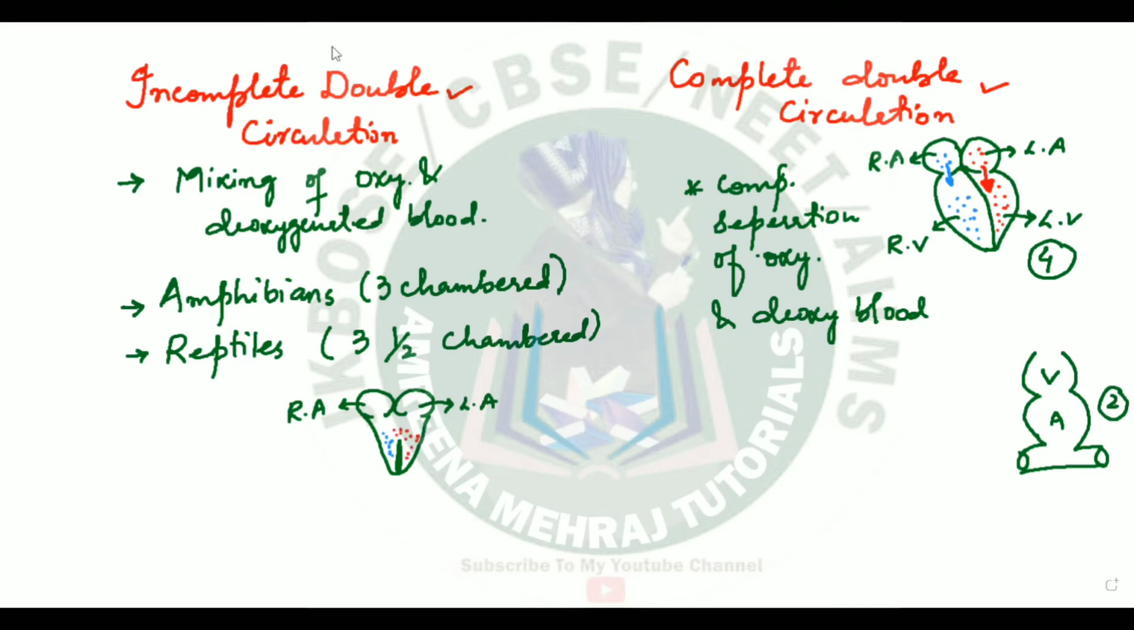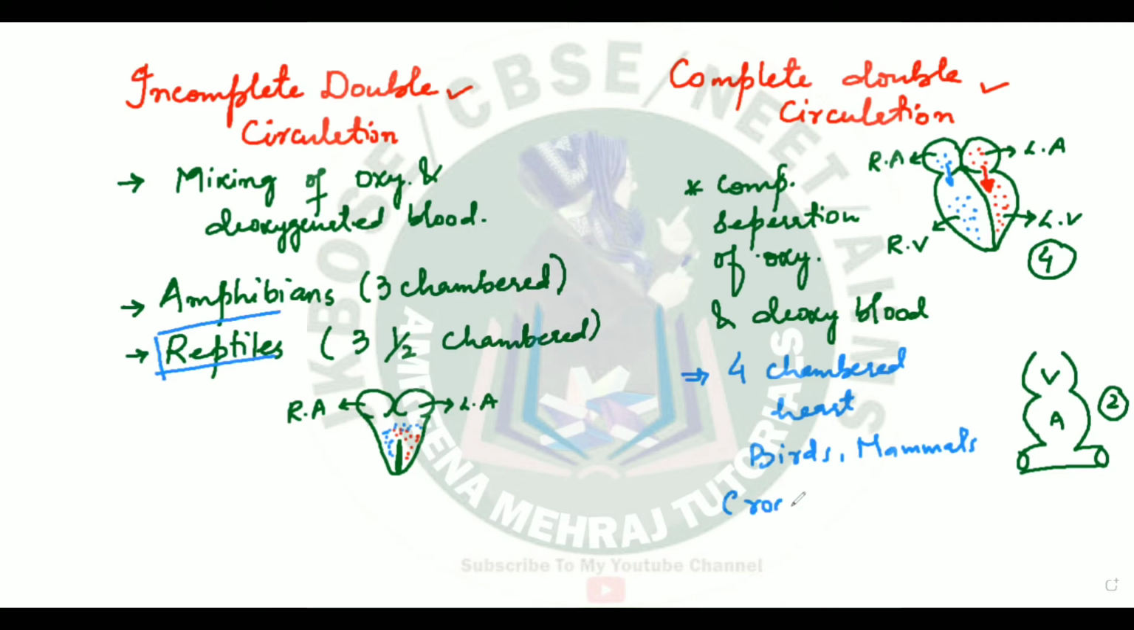There will be, of course, some mixing because the chambers are not completely separated. That's what we call mixing of blood, which will take place in these two cases, but it will not take place in double circulation. There will be complete double circulation in this case. You will see this four chambered heart in birds and mammals, and you have to remember all reptiles have a 3.5 chambered heart.